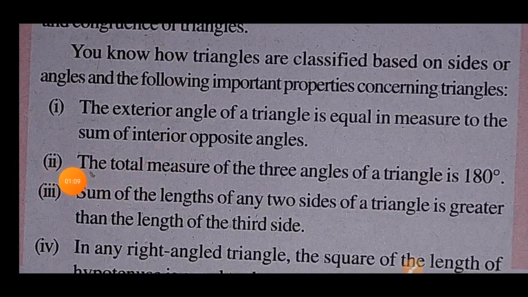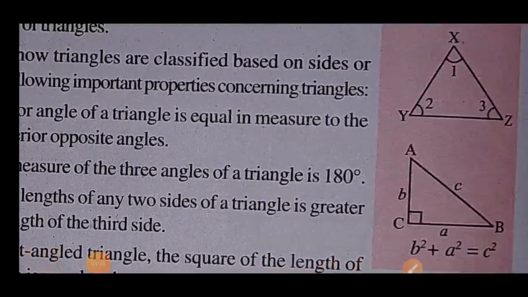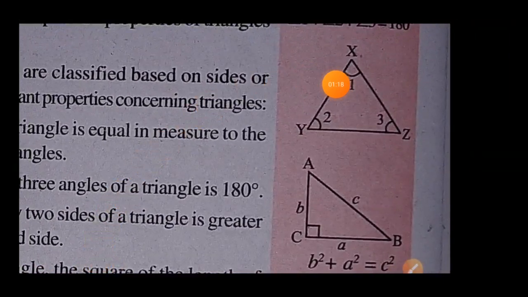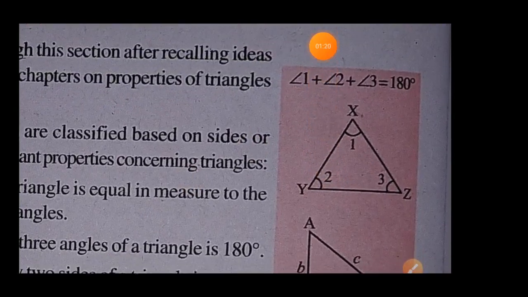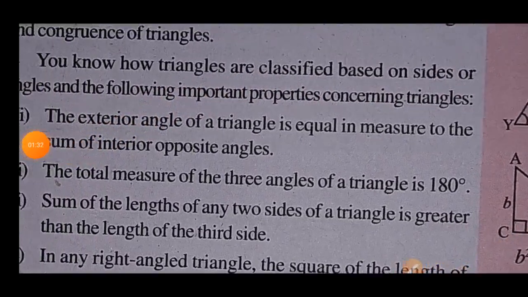Now the second property, the total measure of the three angles of a triangle is 180 degree. This is our second figure, in which angle 1 plus angle 2 plus angle 3. This is our angle 1, this is angle 2, and this is angle 3. The sum of all these three angles is equal to 180 degree. This is our second property.